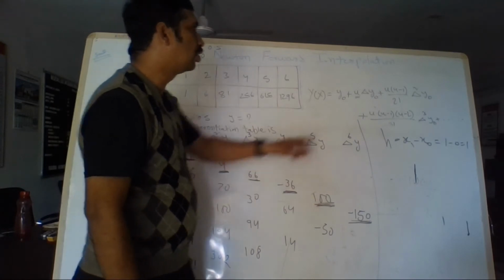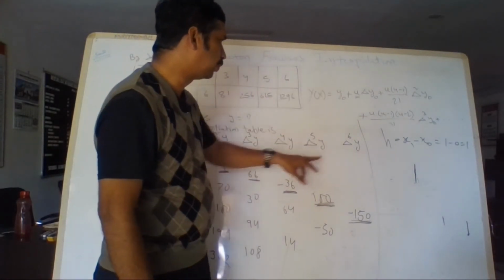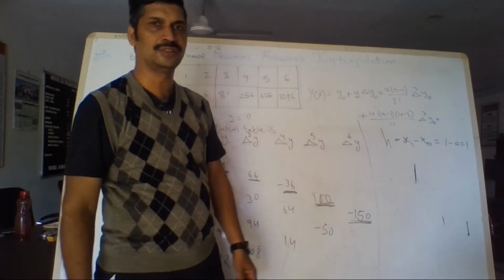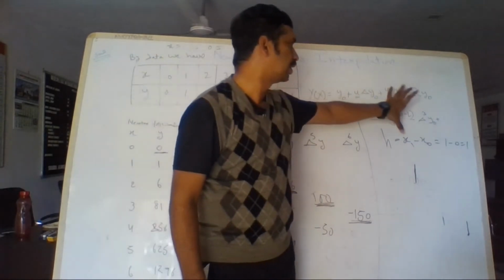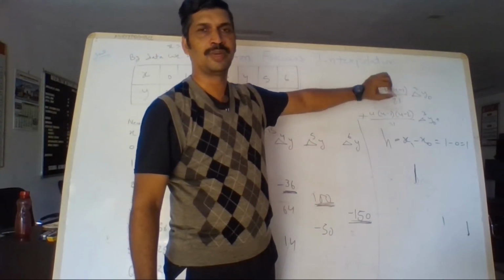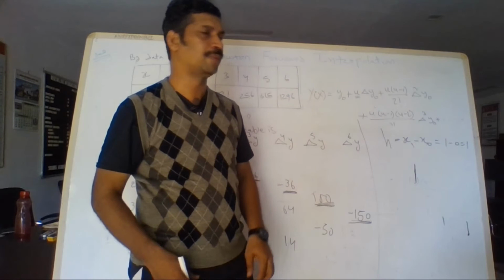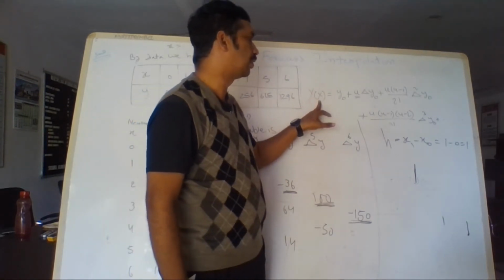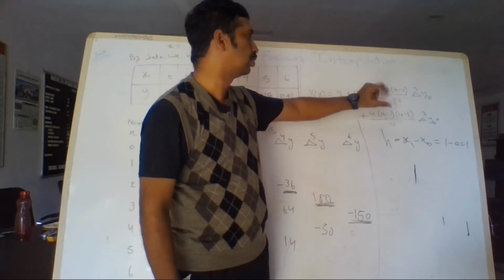Next, the value of u. The formula is up to delta power 6, we have to write this one. The Newton forward interpolation formula is this one: y of x equal to, up to delta power 6, I am going through it.